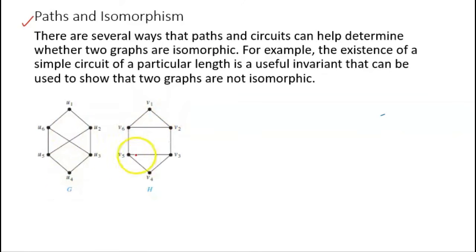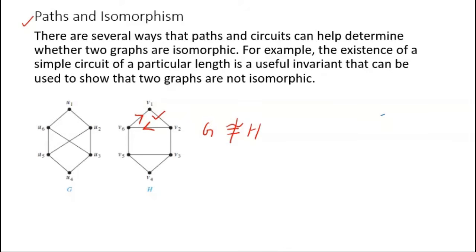Suppose they ask the question: are these two graphs isomorphic? When I look at the second graph here, we can clearly see that we have a simple circuit of length 3. You can see that I move from V1 to V2, V2 to V6 and then back to V1. So we have a simple circuit of length 3 present here. But in this graph we don't have a simple circuit of length 3. So just by this characteristic which is not shared by both graphs, I can conclude that the graph G and the graph H are not isomorphic.